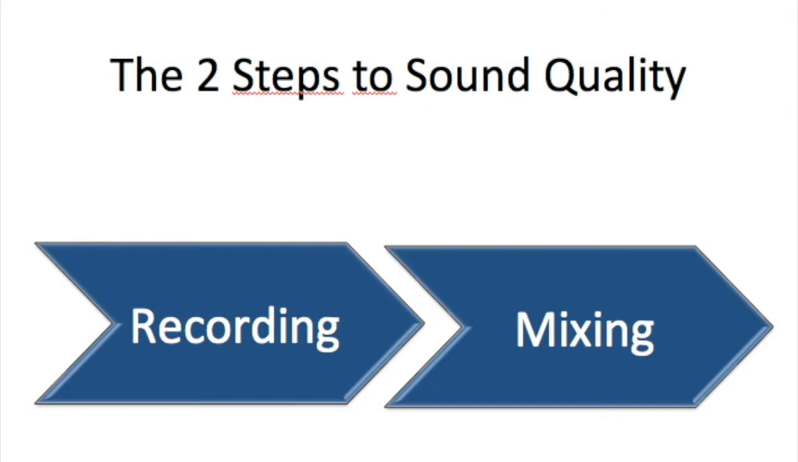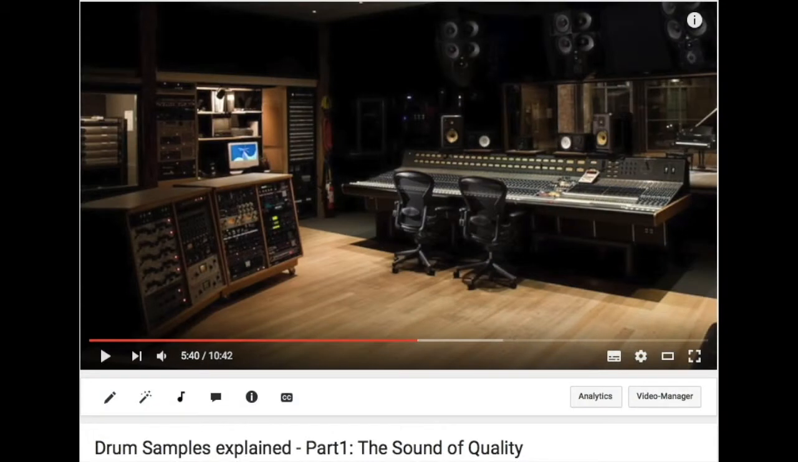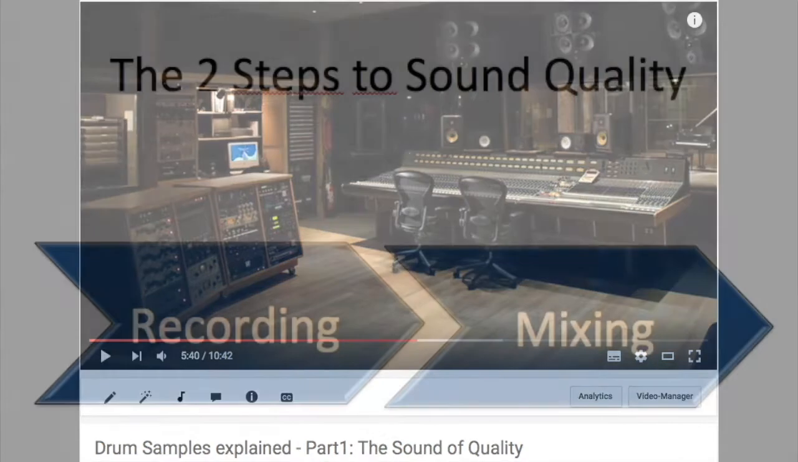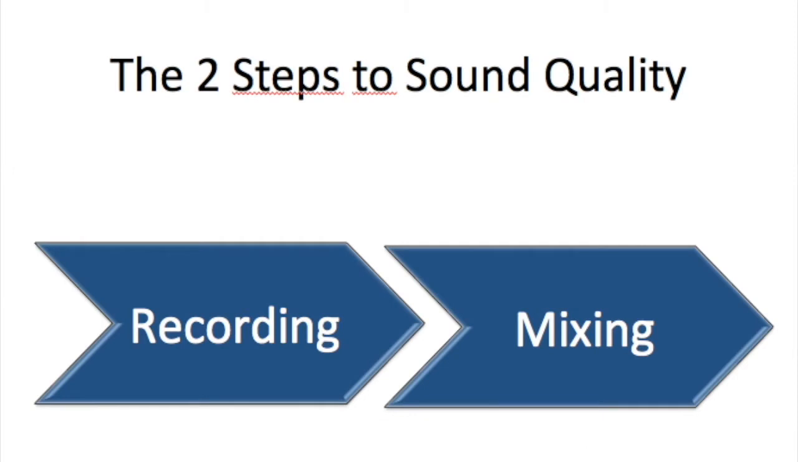There are two main steps on the way to a decent drum sound: recording and mixing. As I've captured the aspect of recording in part one of this series and showed how drum sample software can save you a lot of work, mixing is another major hurdle on the way to the sound you want. As you see in the graphic, the two steps, recording and mixing, are equal. This is important to internalize.